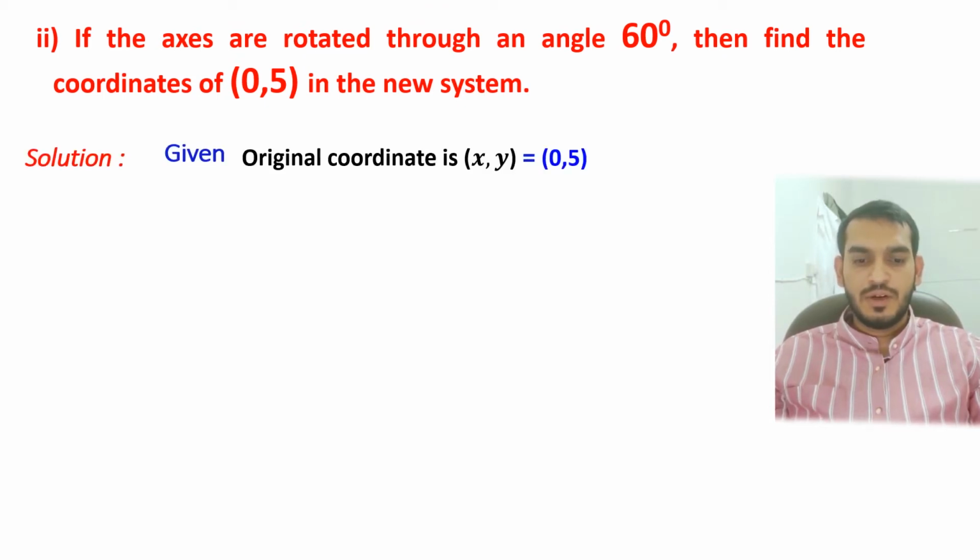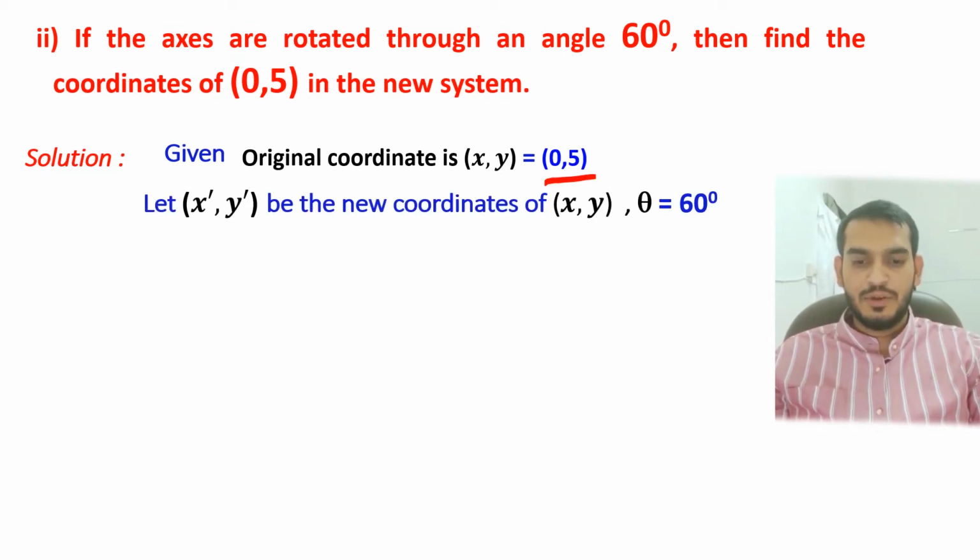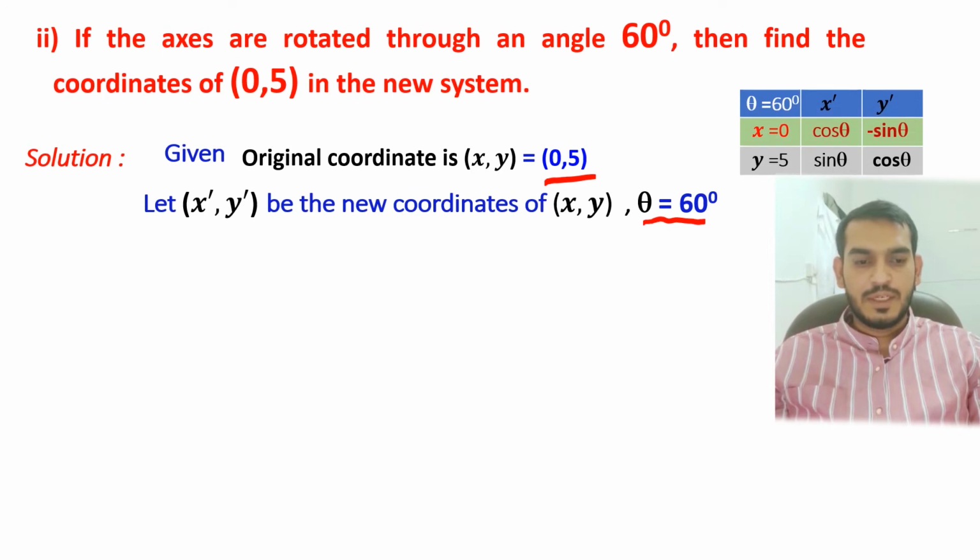Given the original coordinates are 0, 5, let x dash and y dash be the new coordinates of x, y, and the angle of rotation theta is given as 60 degrees. From the table we can write x dash is equal to x cos theta plus y sin theta, and y dash can be written as minus x sin theta plus y cos theta.